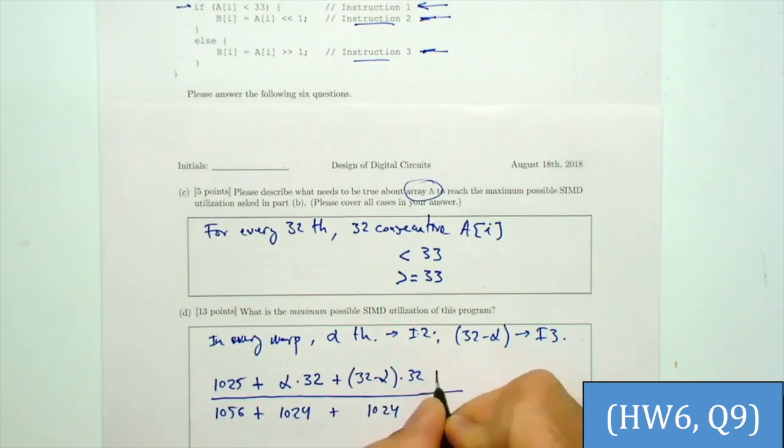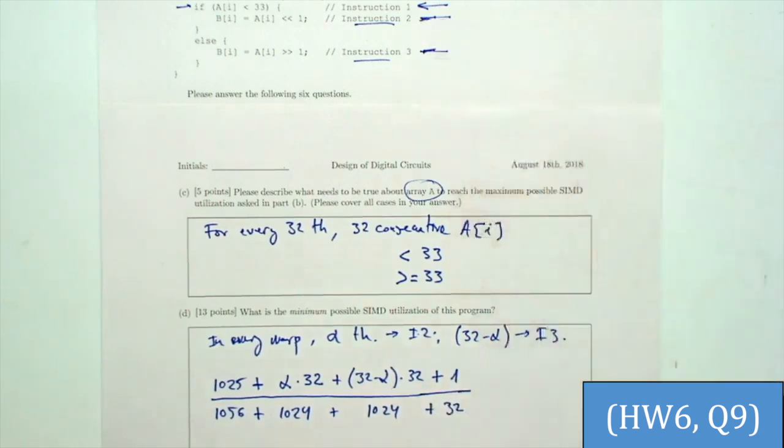And then we have the last warp. We don't care if this last thread executes instruction 2 or instruction 3. The result is not going to change, but it's only one thread out of the 32 threads that belong to the same warp. So this, as you can calculate yourself, will be 1025 divided by 1568. And that's the minimum SIMD utilization in this program.